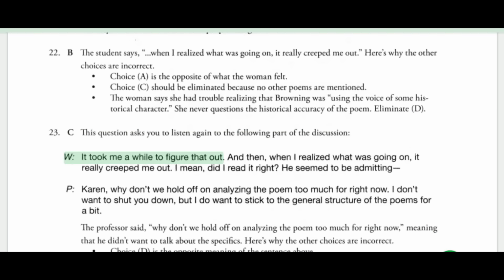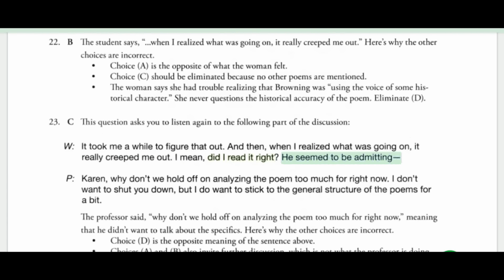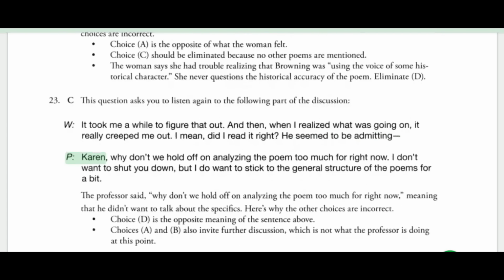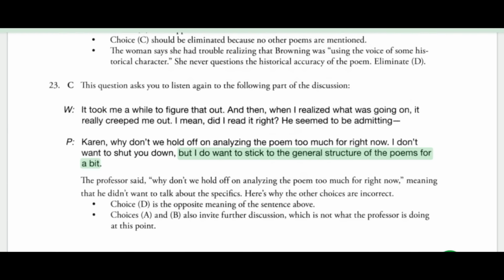W. It took me a while to figure that out. And then, when I realized what was going on, it really creeped me out. I mean, did I read it right? He seemed to be admitting. P. Karen, why don't we hold off on analyzing the poem too much for right now? I don't want to shut you down, but I do want to stick to the general structure of the poems for a bit.